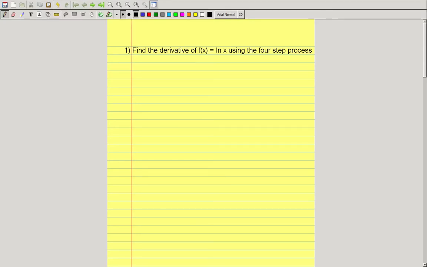Let's look at an example of our four-step process to find the derivative of the natural log of x. First, we calculate f of x plus h to get the natural log of x plus h. Then we calculate the difference, f of x plus h minus f of x, and get the natural log of x plus h minus the natural log of x. Using the property of logarithms that says that the difference of logarithms is equal to the logarithm of the quotient, we are going to combine these into one logarithmic expression, the natural log of x plus h divided by x.